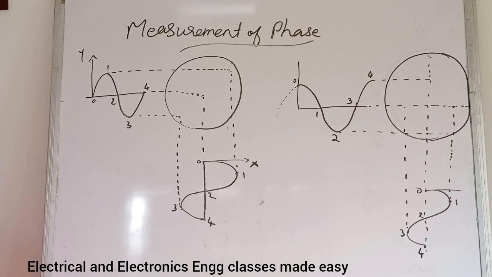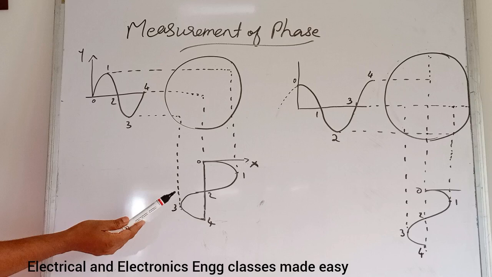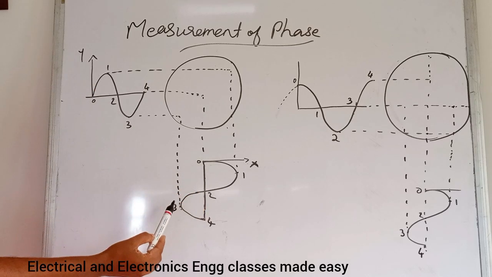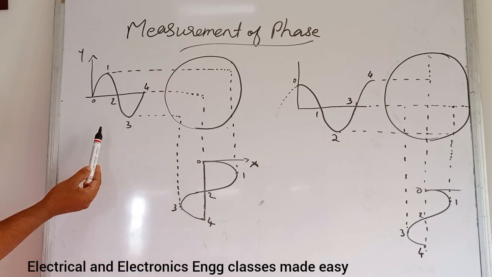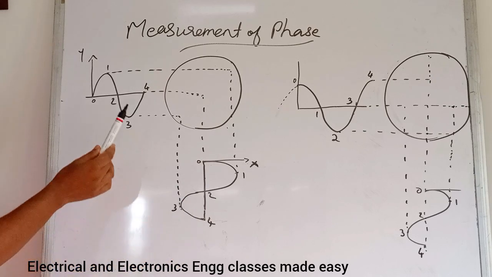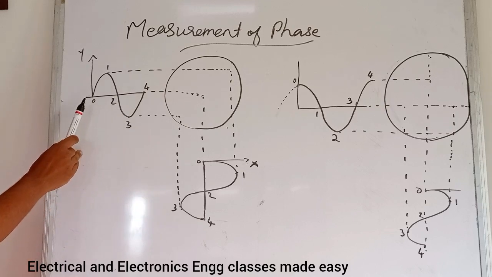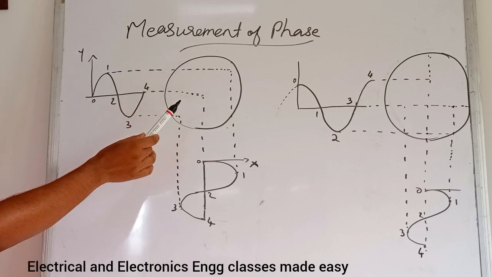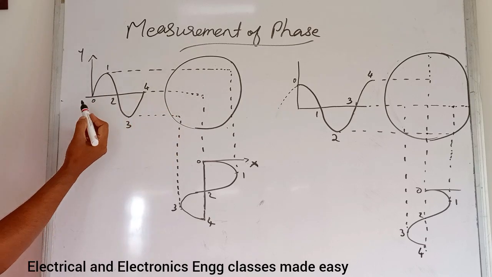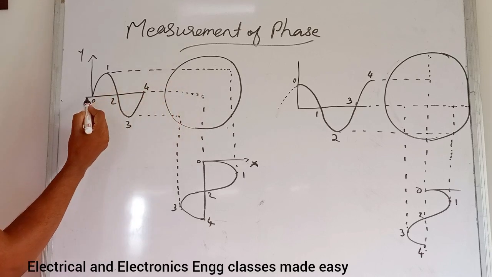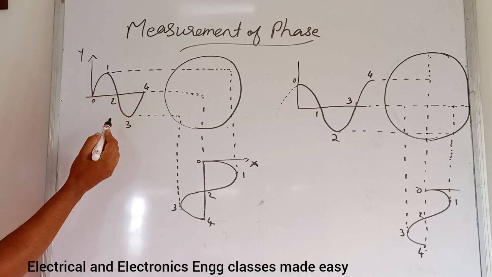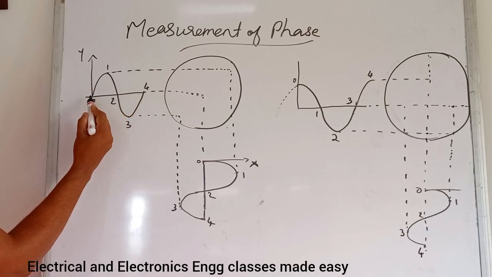Next is measurement of phase. When two sinusoidal voltages of equal frequency which are in phase with each other are applied to the horizontal and vertical deflection plates, the pattern appearing on the screen. So how will you get the pattern? So this is 0, 1, 2, 3, 4. So these are the 5 points. So let us mark these points.